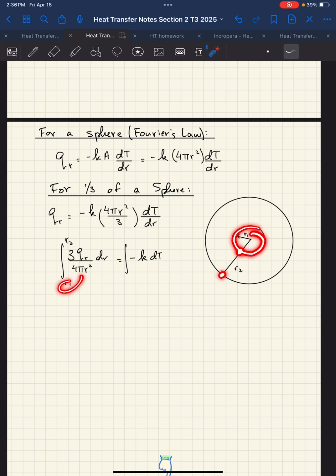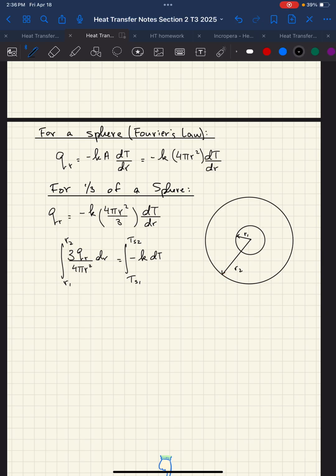Okay, you could make R1 0 if you wanted. If this is not hollow, you could make R1 0. But for the sake of keeping things as general as possible, I'll make it R1. So on the right-hand side, we're going to integrate from the temperature at that R1, which we'll call TS1, to a temperature TS2, which is the temperature at R2.